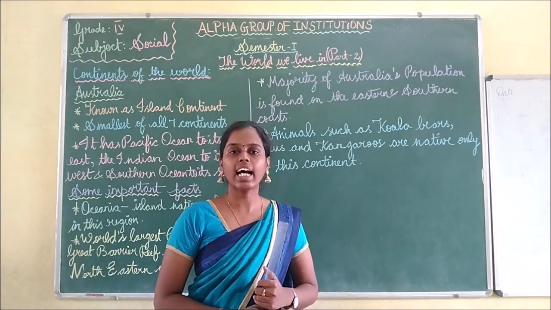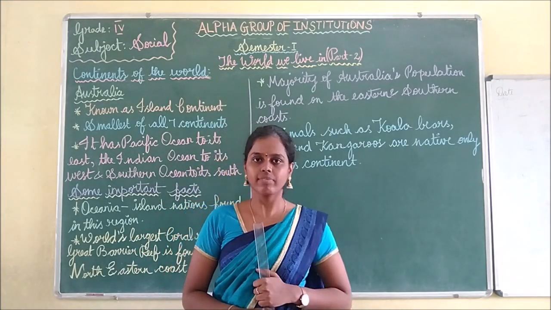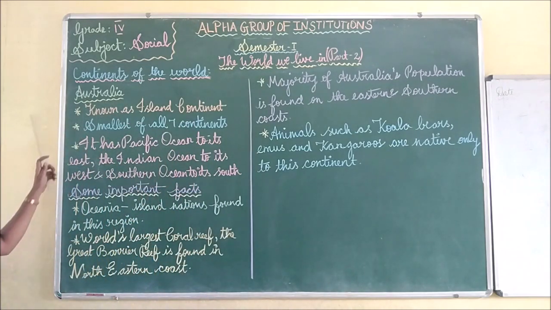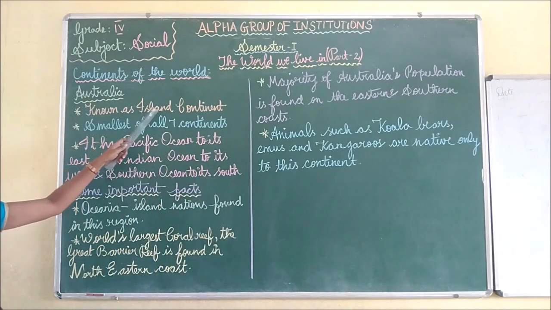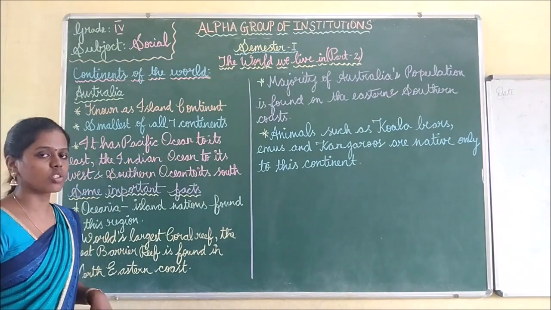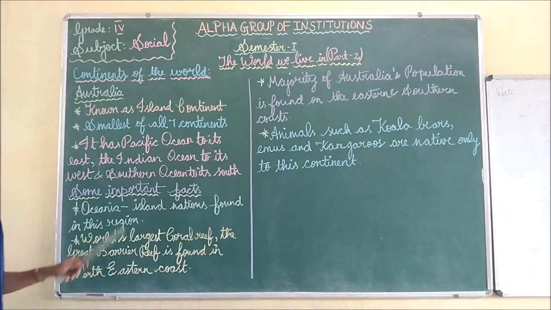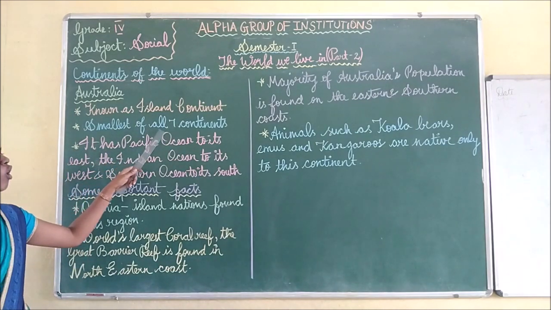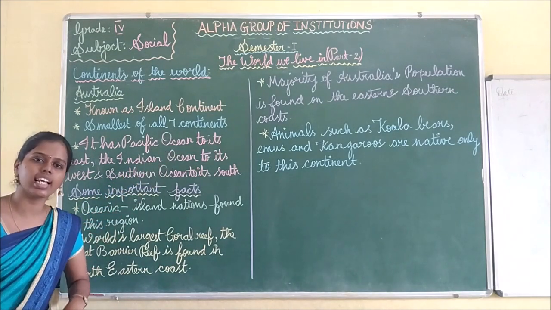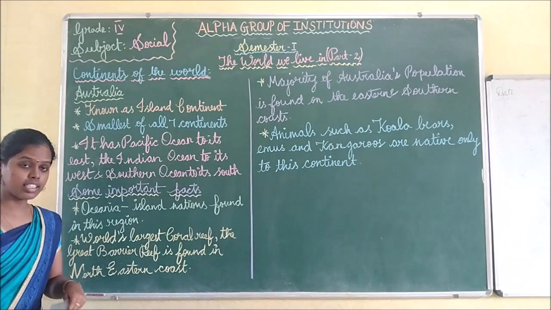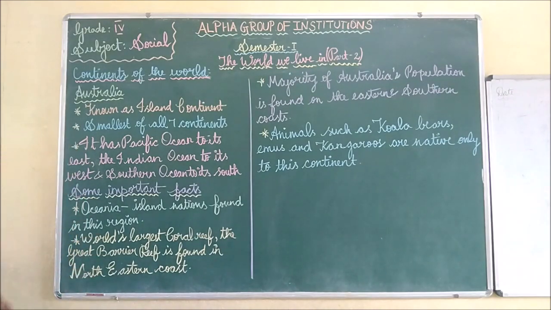Now the seventh and the last continent is called Australia. We are going to see about Australia. It is known as the island continent. There are many islands in this continent. Australia is the smallest of all 7 continents, and so we are seeing Australia at last.